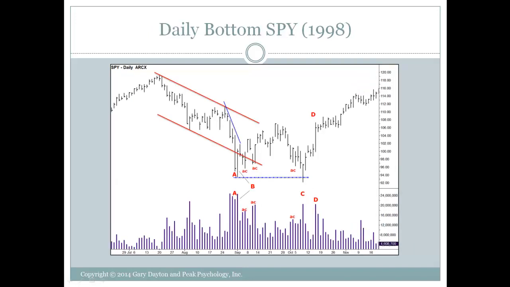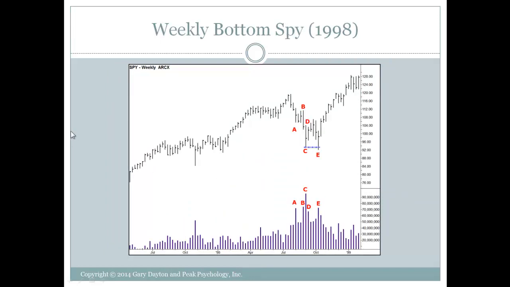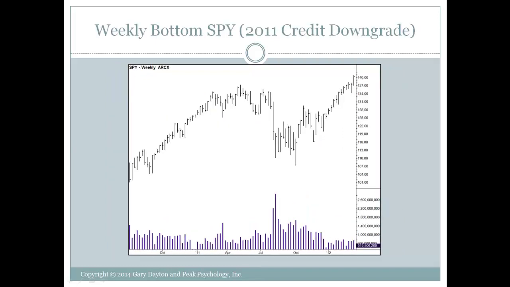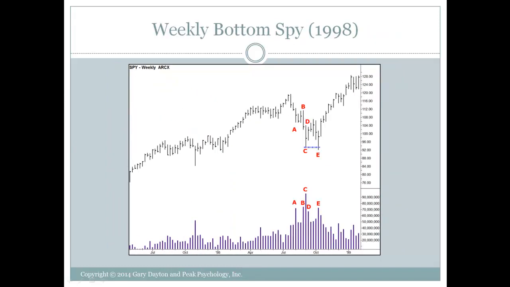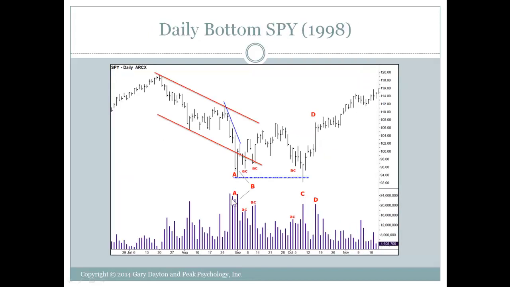Okay, so let's drill into this a little bit on the daily. It's the same period here, A and C. I didn't do that very well, did I? Sorry about that. This is actually A and C here. This would be C and E. I'm a little bit better than that on following charts.